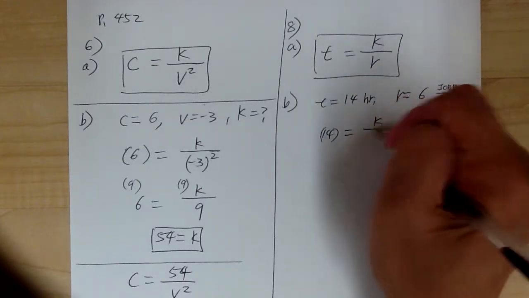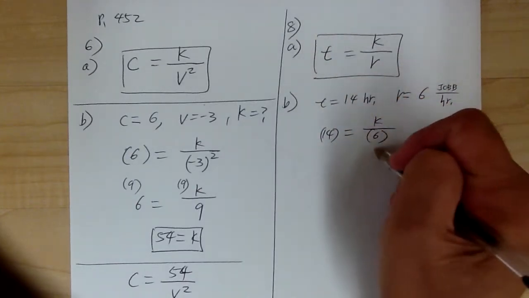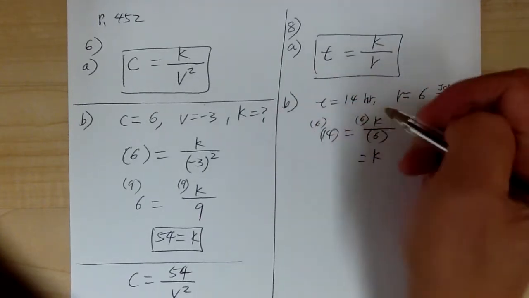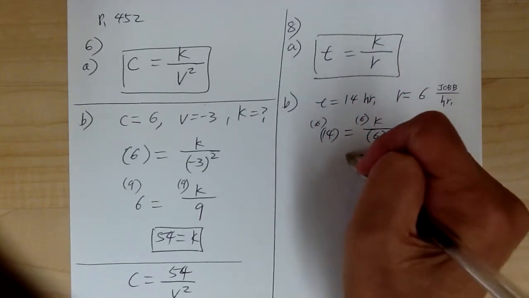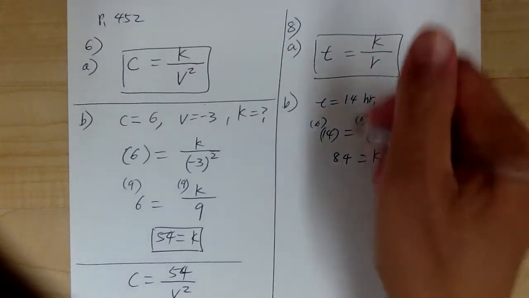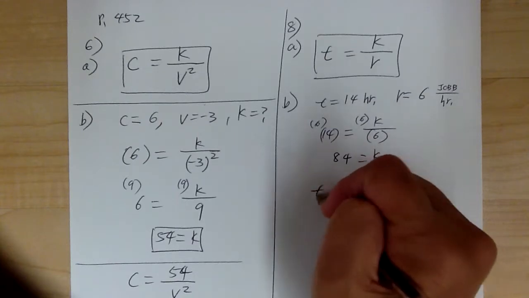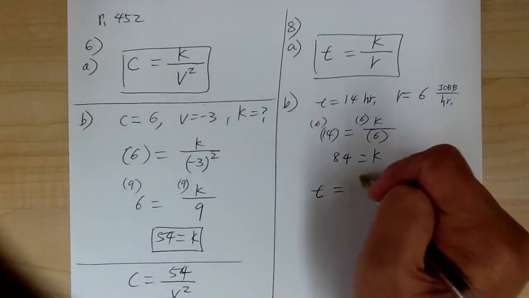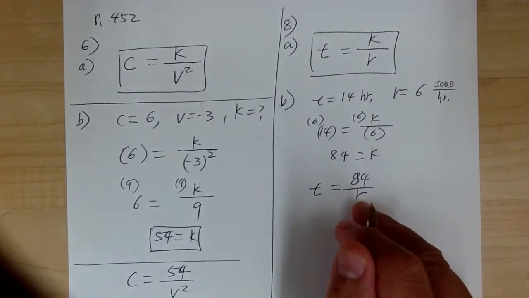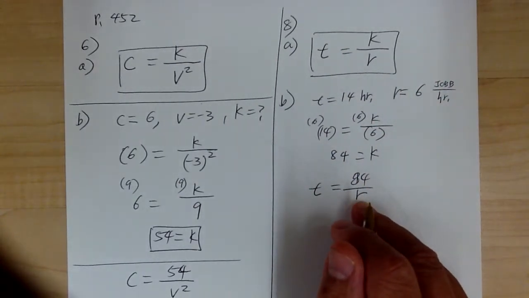So 14 equals k over r. So k equals, times by 6, so k equals 84. Okay, so you need to substitute and update your equation. So you're going to get t equals 84 over r. So get your updated equation before you go to the next part.